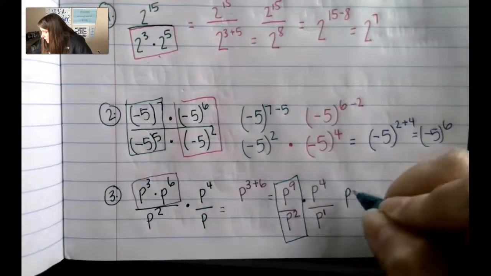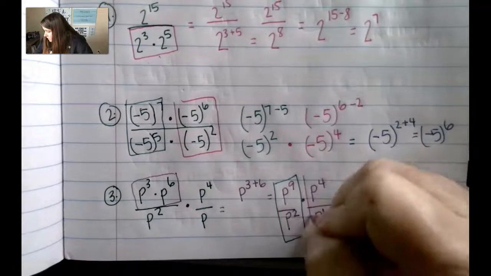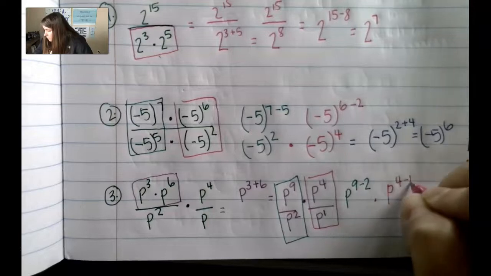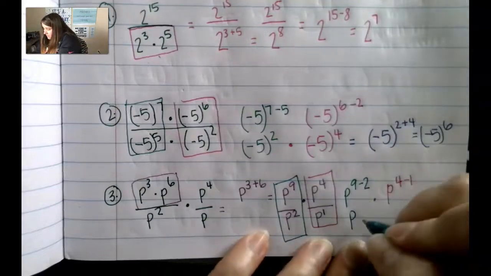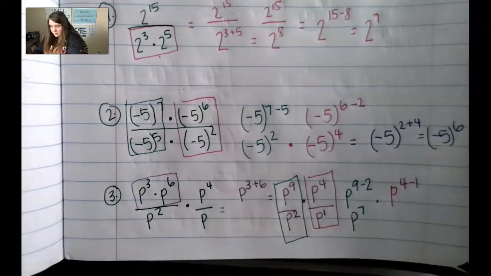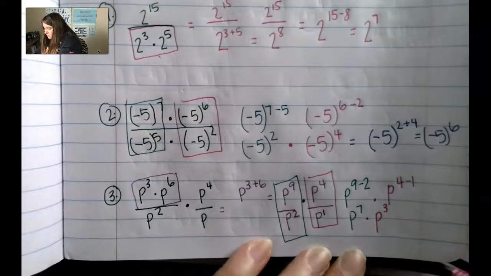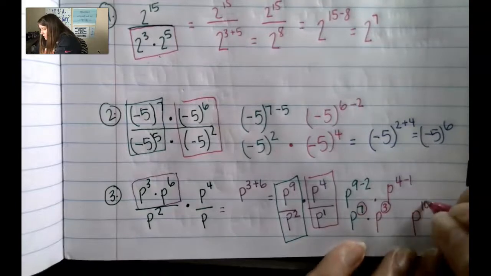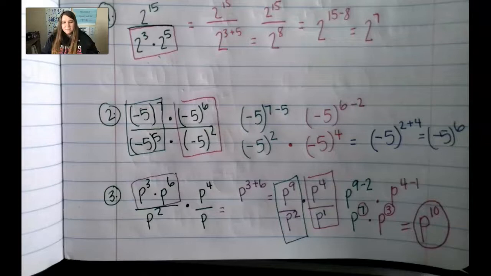This one is P9 minus 2, and this one times P4 minus 1. So many P's here. All right, so P9 minus 2 is 7. 4 minus 1 is 3, so P to the 3. Now we just need to multiply these or add. So we're going to add these two, which is 10. So this equals P to the 10th power. Another 10th power. We had a lot of 10th powers today. All right, how did you do on that one?